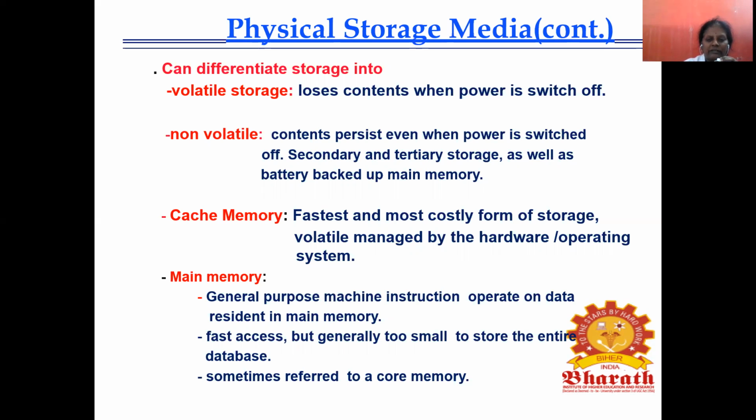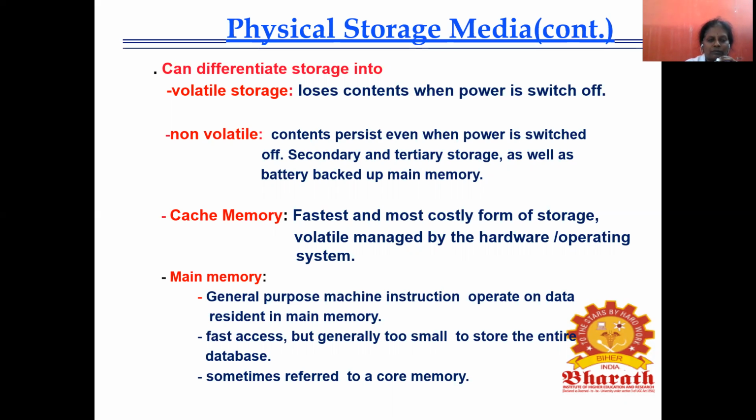Secondary and tertiary storage are backed up by main memory. These storage devices are non-volatile. Volatile means it loses content when power is switched off; non-volatile means content persists even when power is switched off. For volatile, RAM is used. Non-volatile means secondary devices, such as hard disk, floppy disk and so on.